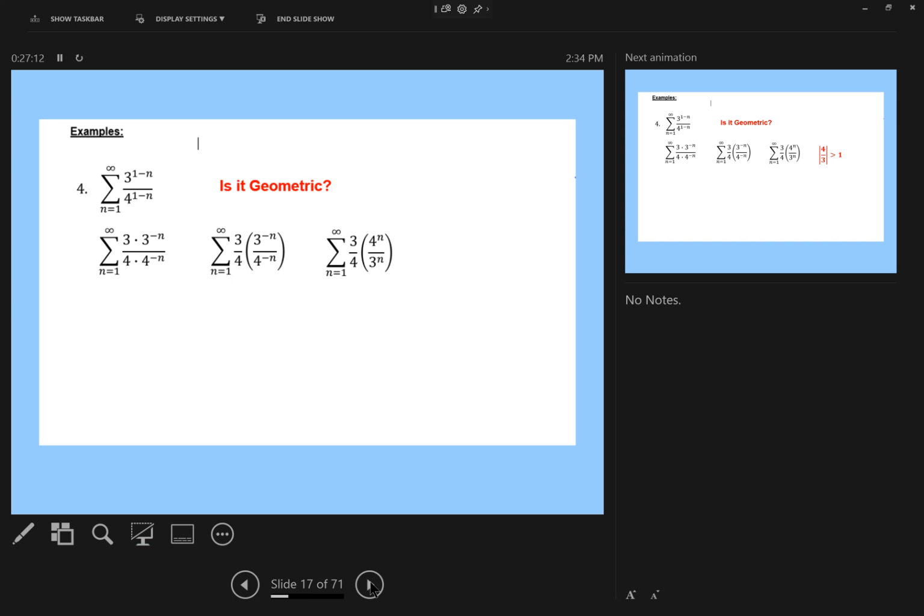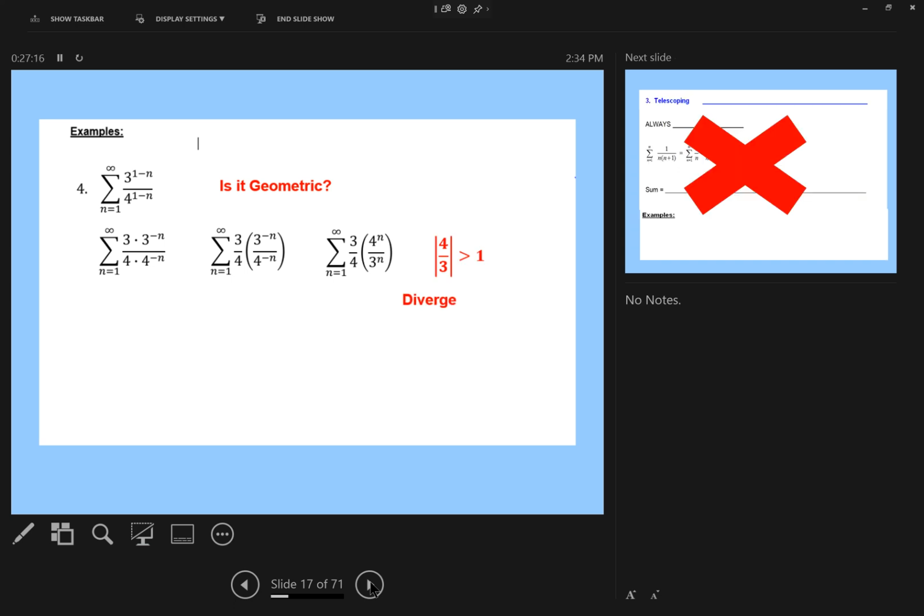So converge, diverge. Diverge because the R is the 4/3, and therefore the sum. We don't care. There is no sum, right? If it diverges. All right.